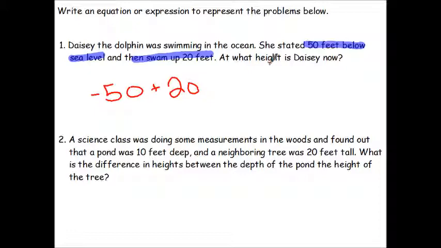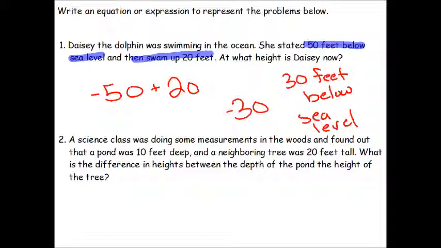And it's asking what height is Daisy at now. So negative 50 plus 20, different signs, so we subtract. So 50 minus 20 is 30. And we have more negatives, so it's negative. So now, at what height is Daisy? She is 30 feet below sea level.